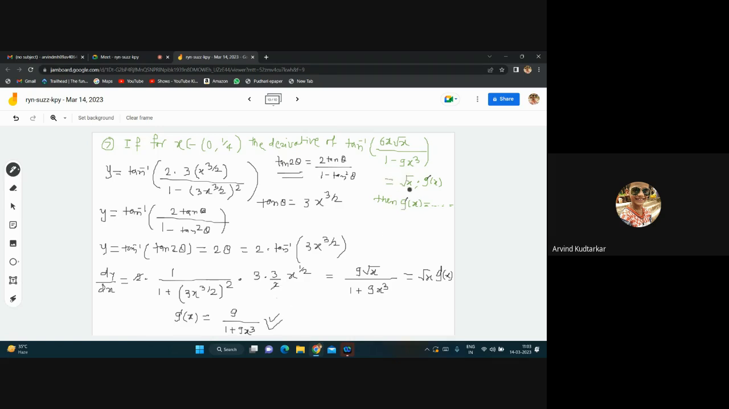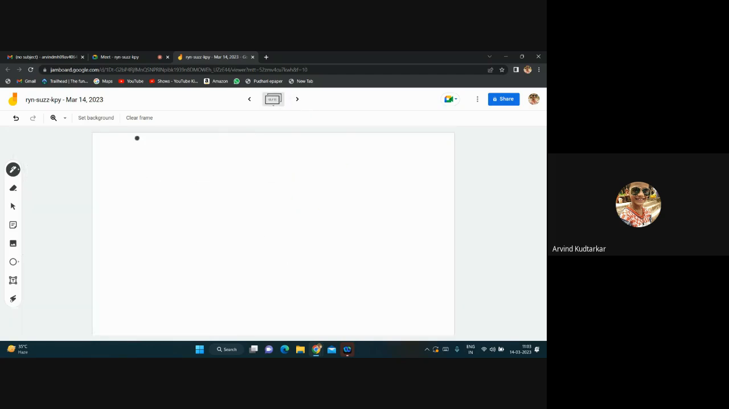So they asked to find the coefficient of root of x, and the coefficient of root of x here is 9 upon 1 plus 9x cube. So you will get this, meaning the value of g of x is 9 upon 1 plus 9x cube. Yes, this will be the correct option. Then next.